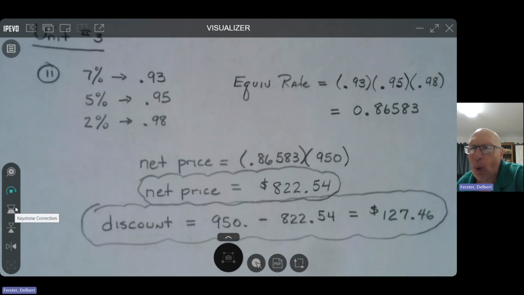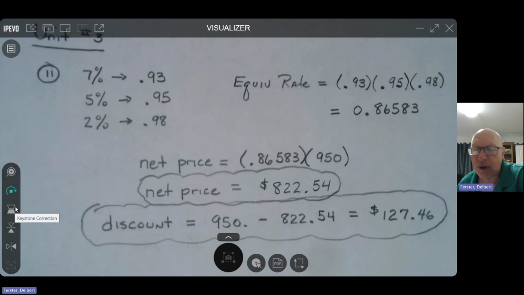We're taking the 0.86583 times the original price, or in this case, the $950 that was advertised as list price. That'll take us right into net price. As a result of that chain series of discounts, we're going to get that item for $822.54. Since this problem also asks for the amount of the discount, it's a clean subtract. Take your $950 list price and subtract from it the $822.54, which is our net price.